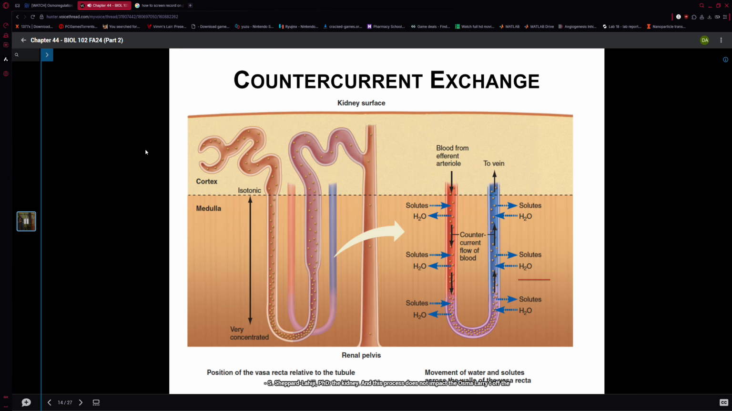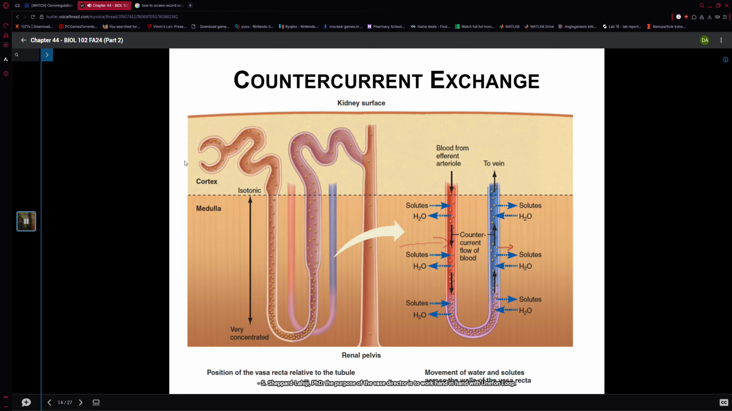And this process does not impact the osmolarity of the medulla. So this process is what allows for a very minimal solute to be carried out of or into circulation. So the fact that we are initially pulling some solutes in, but then letting them back out before this flow of fluid leaves the kidney allows for maintenance of the osmotic gradient.